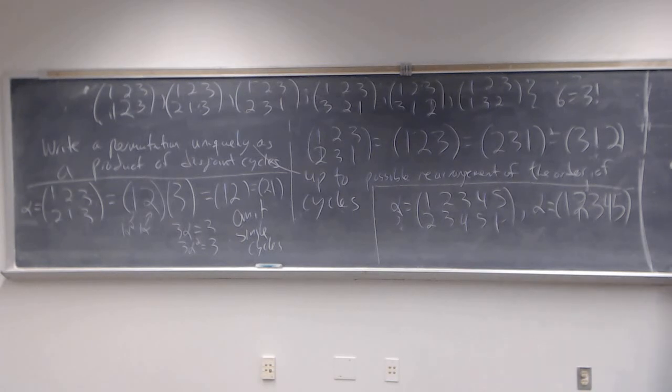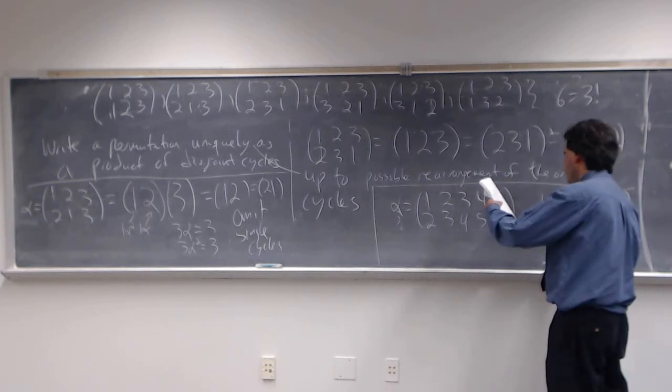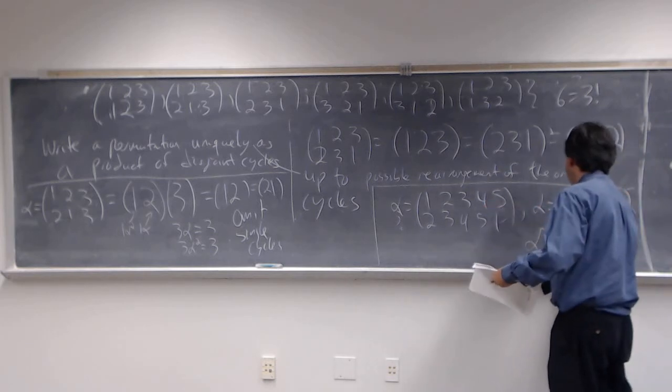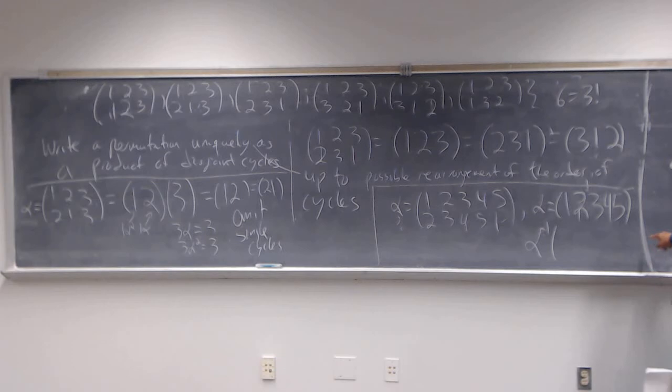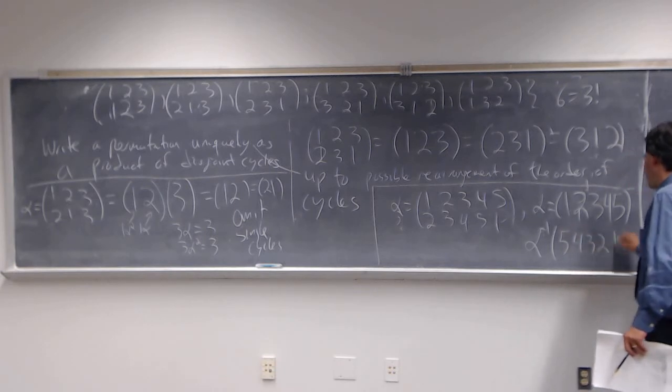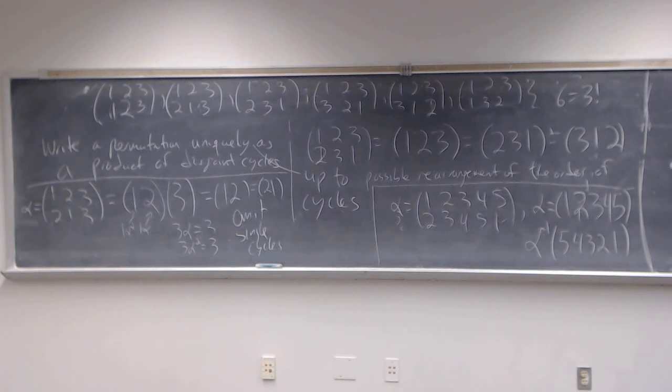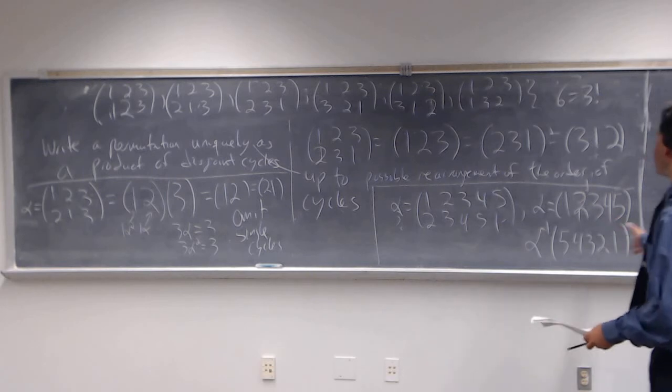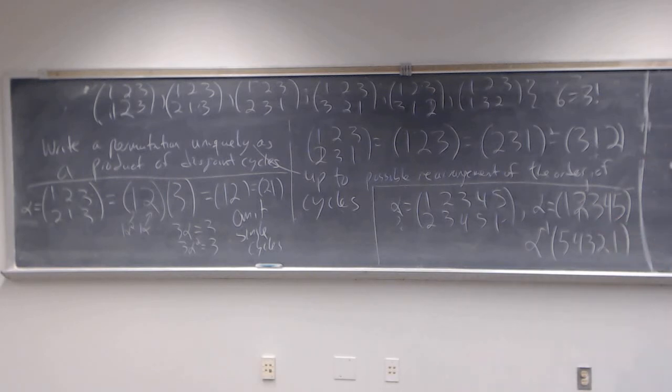You can also get the inverse cycle pretty quickly this way. Alpha inverse would be 5, 4, 3, 2, 1. Why is that? Let's do alpha first. 1 would go to 2, but then 2 would go back to 1. So the net effect would be 1 to 1. So there's a nice way to represent the inverse. When you have cycles, you can take the inverse fairly easily. Just reverse the order of the cycle.